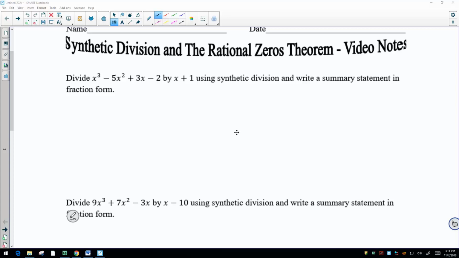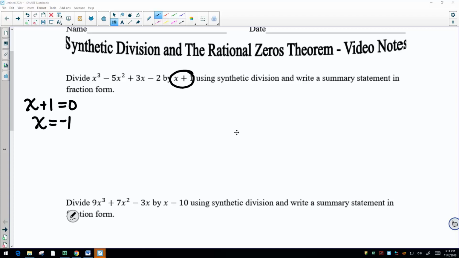So we have a polynomial function, and we are dividing it by x plus 1, and then we're going to write our summary statement in fraction form. So we are going to start by taking your factor of x plus 1. Okay, we're going to set that equal to 0, and I want to solve for x. So I see x is going to equal negative 1.